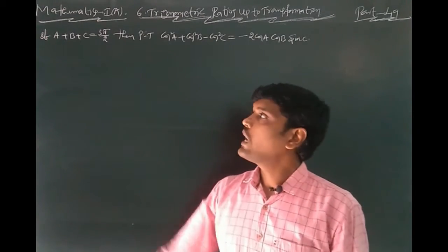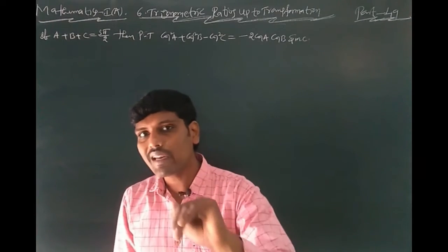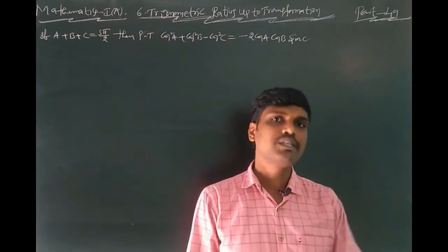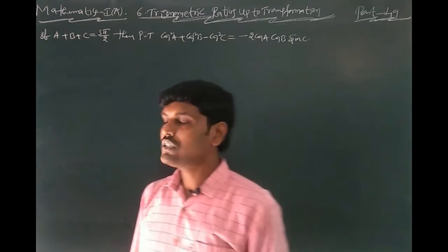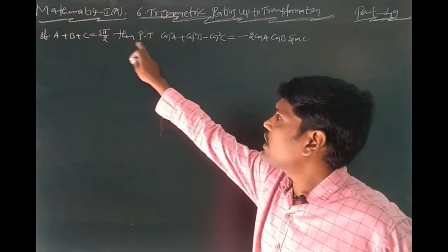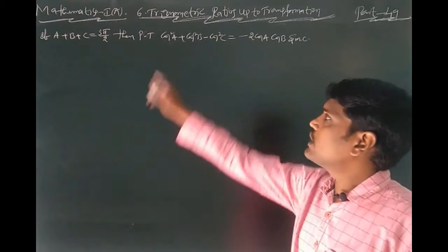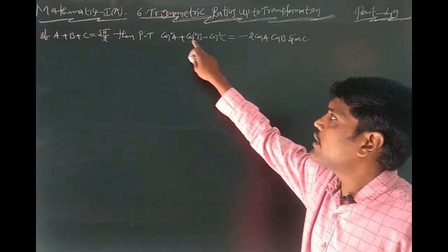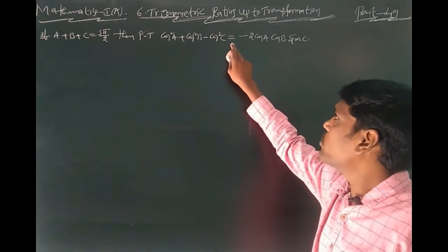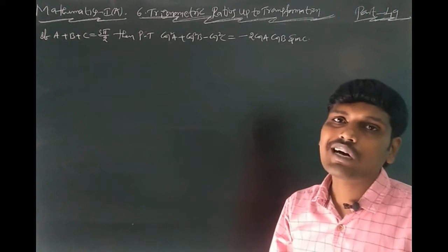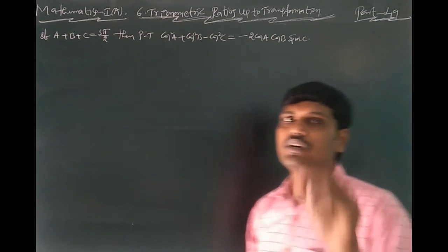Today we discuss A plus B plus C equal to 3 pi by 2. 3 pi by 2 is nothing but how many degrees? 270 degrees. Problems explained today. What is the problem? Prove that if A plus B plus C equal to 3 pi by 2, nothing but 270 degrees, then cos square A plus cos square B minus cos square C is equal to minus 2 cos A into cos B into sin C. This one you can prove.